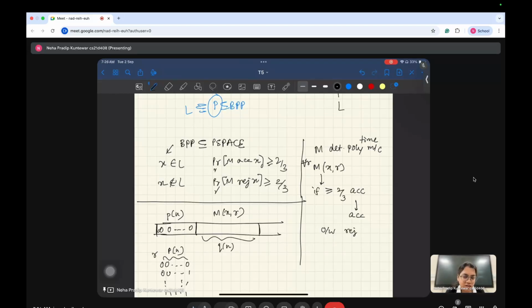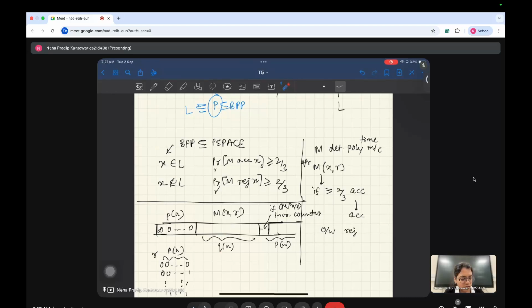space, which is again polynomial. Then we keep a counter which says if it accepts, we increment the counter. Again, this can be done in P of n space. Next, for the next simulation, we reuse this space, move to the next random seed, and run the machine M on X and the new random seed using the same space. Again, this can be done in Q of n space.